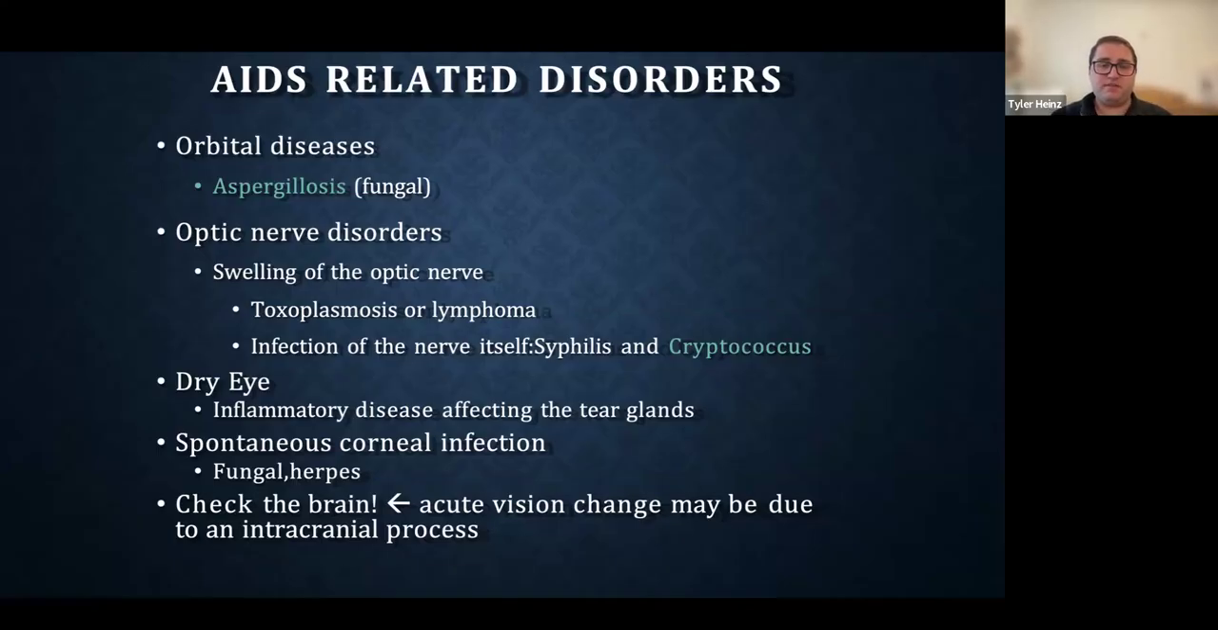Now, spontaneous corneal infections, whether it's fungal or herpes, you want to make sure you're checking the brain. Acute vision change may be due to an intracranial process.